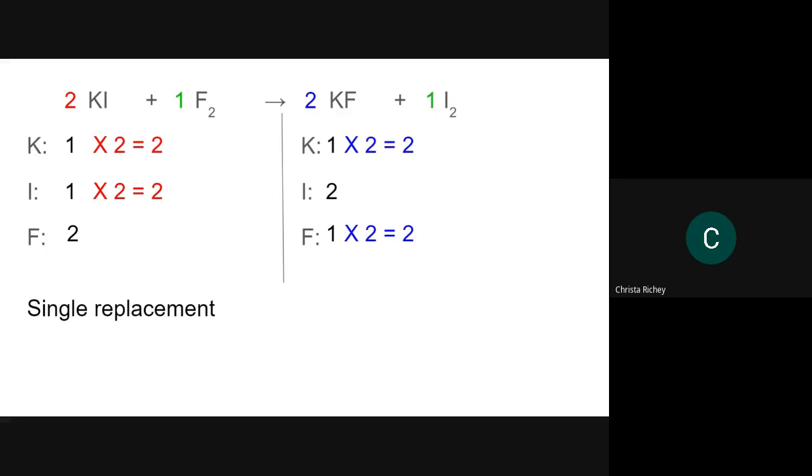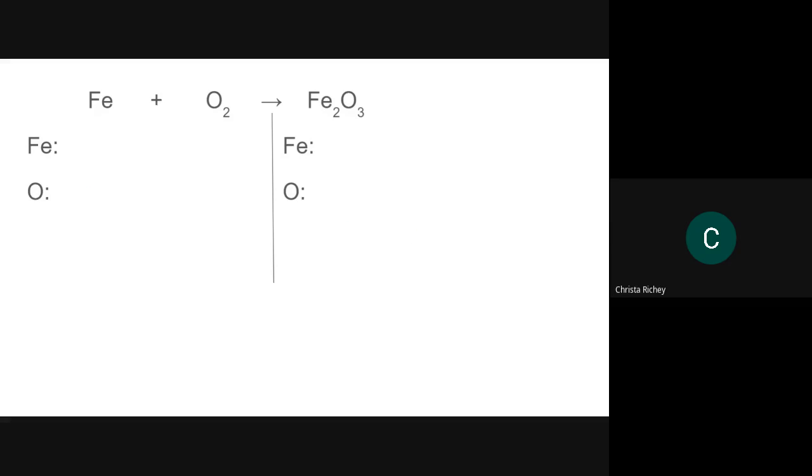Like I said, these are the easier ones. They get a little harder. Which one do we live in? Ah, the one that's on the board. This one. The creation of rust. We only have iron and oxygen. They actually are in the same order on both sides, from left to right.